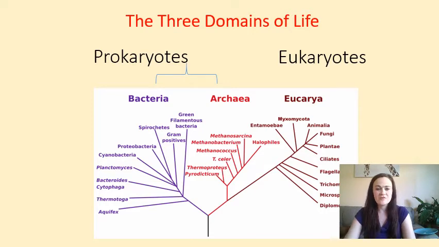Okay, right, first things first, there are three domains of life. There's bacteria, archaea, and eukarya. That means every living thing will fit into one of these three domains. Here we've got a phylogenetic tree showing the evolution of these three branches of life. Bacteria and archaea evolved much earlier than our eukarya, which evolved from archaea.